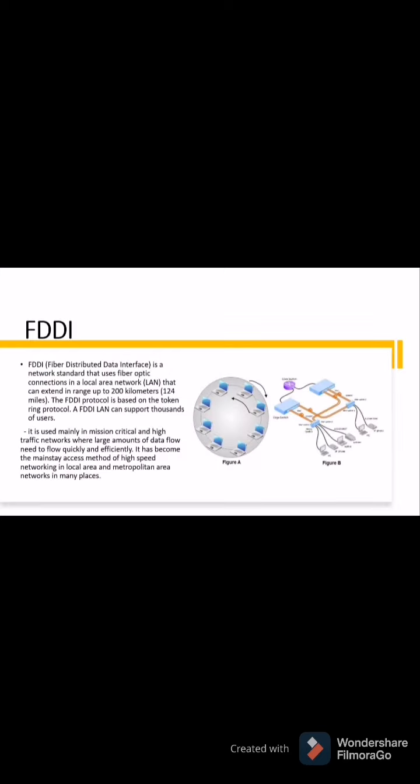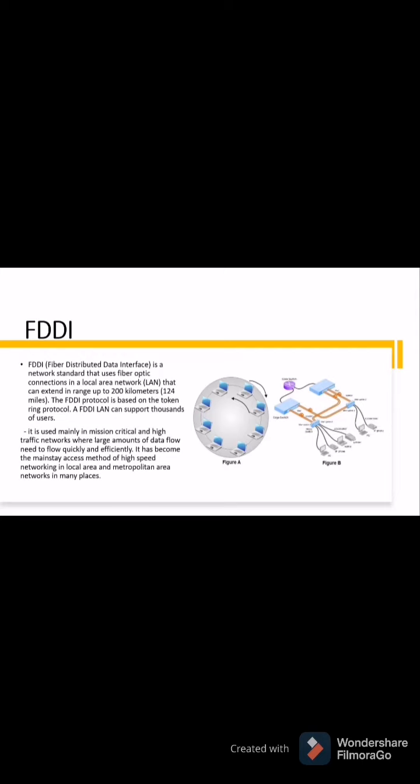So what is FDDI? FDDI, or Fiber Distributed Data Interface, is a network standard that uses fiber optic connections in a local area network that can extend in range up to 300 kilometers or 124 miles. The FDDI protocol is based on the Token Ring protocol. So an FDDI LAN can support thousands of users.